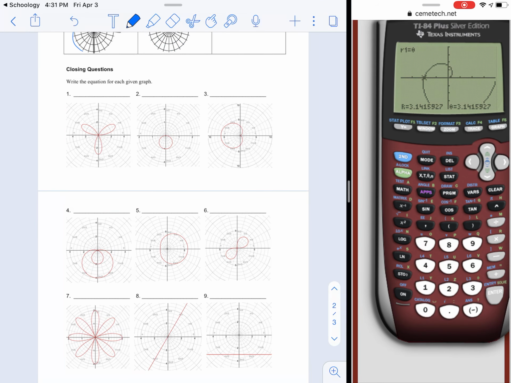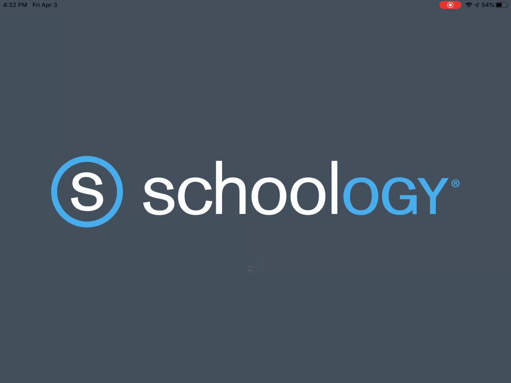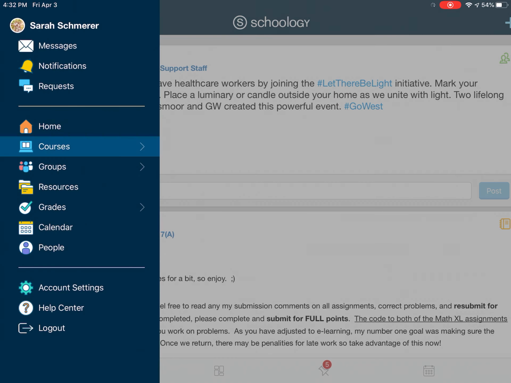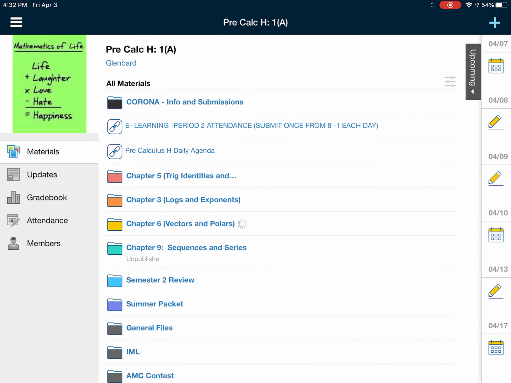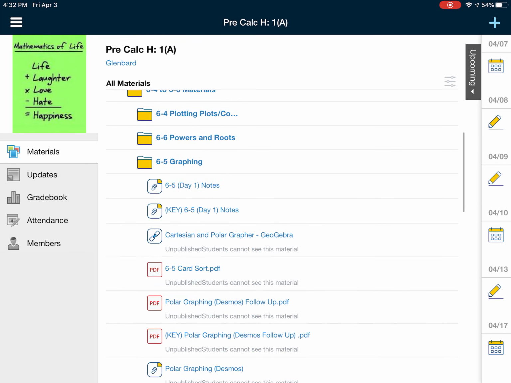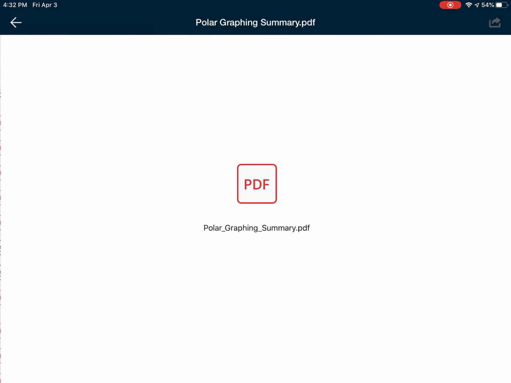Finally, at the end of this, I would like for you to do your best to use both of the note sheets to write equations for each of these. If you prefer checking using Desmos or your graphing calculator or a combination of the two, feel free to do whatever's best for you. But one document I would like for you to look at is in Schoology. I have a great summary sheet. If you go to my page and go to the 6-5 graphing, there is a sheet at the bottom of the notes that says Polar Graph Summary.